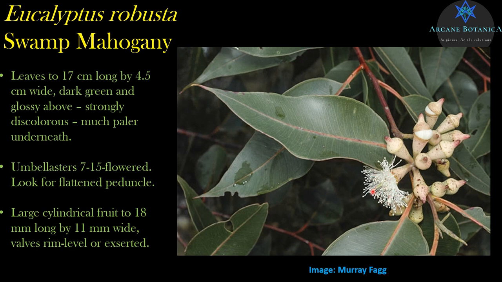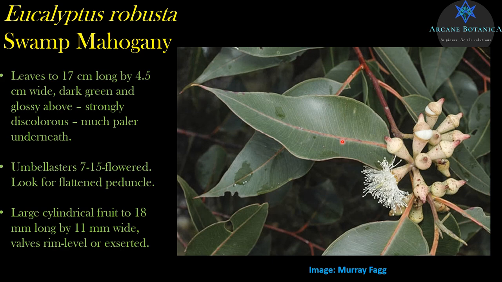This one's opened. There's the one female part in the middle, all those stamens. I'd hate to have to count them all. And these guys are going to follow suit in this sort of sequence. So it's a great photo, that, by Murray Fagg. It's really good. Nice fat leaves in robusta. And I'm really sorry that I haven't got a photo of the discoloration. It's really, really strong.